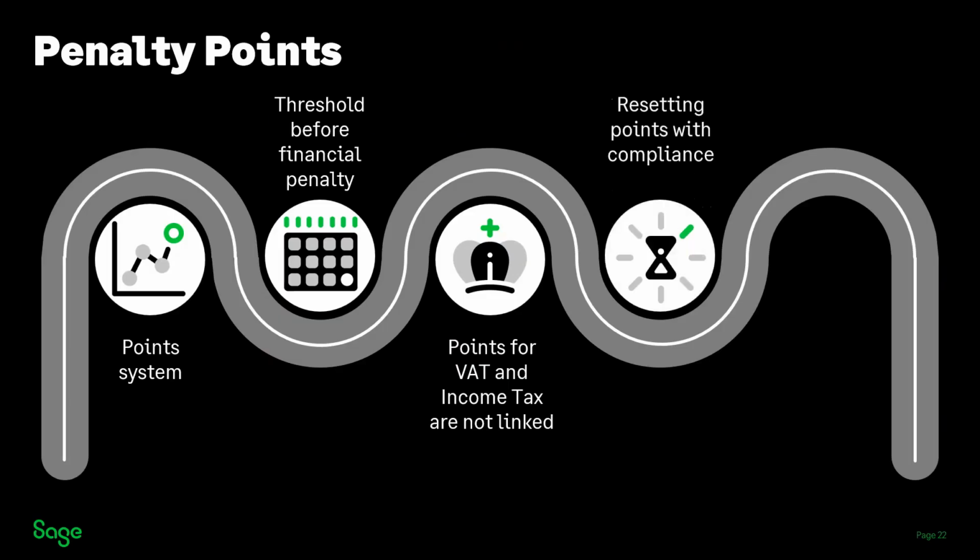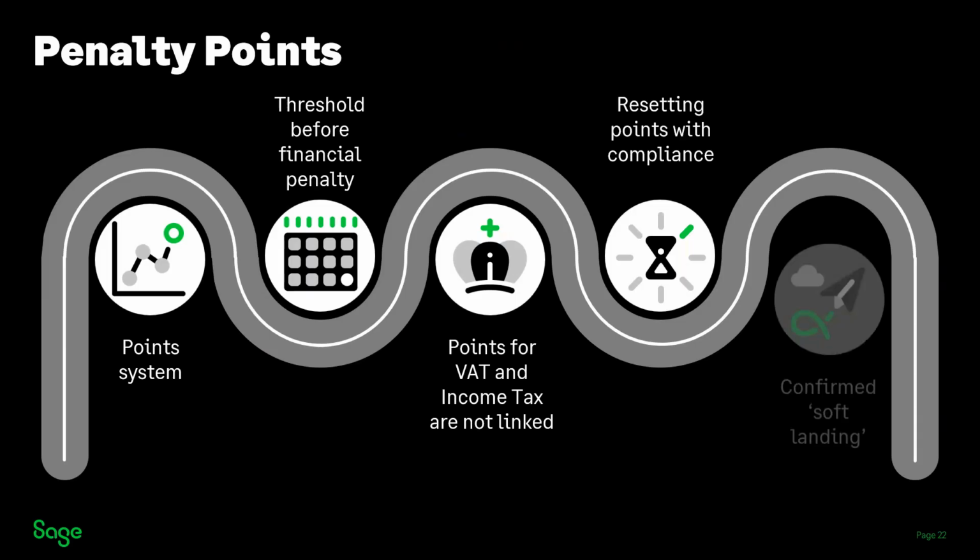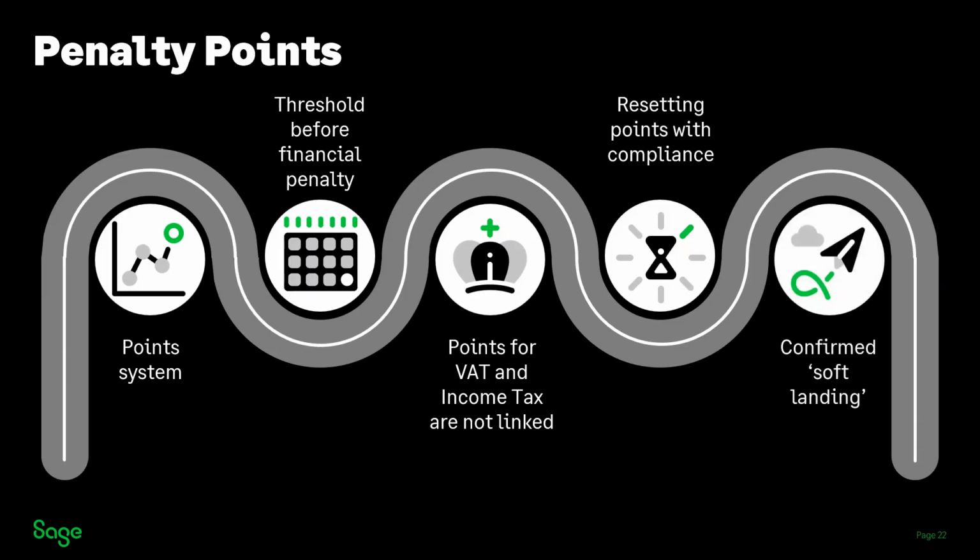And lastly, to confirm, for the first year there will be no penalty points, to allow everyone an adjusting period. So when you start in 2026, for the first year, there will be no penalty points. If you're starting in 2027, again, for the first year, there's going to be no points, and the same for 2028. So it's a soft landing. It's an adjustment period.